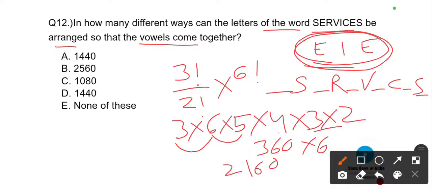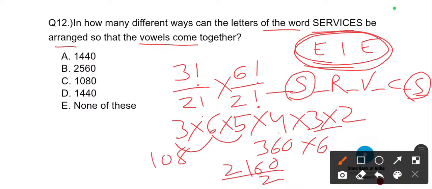Wait a second, here we made a mistake: we have 2 repeated S also. So here also we need to write 2 factorial, which means divided by 2. So we get 1080 as our answer. Option C is our answer.